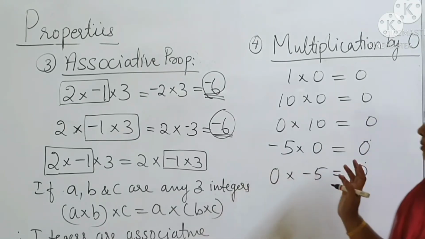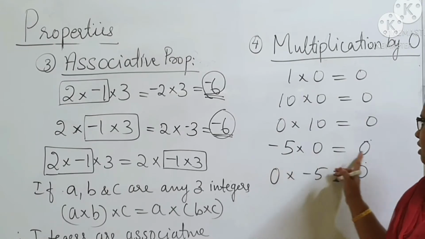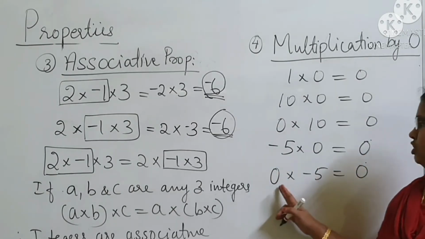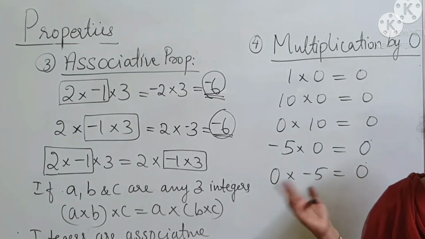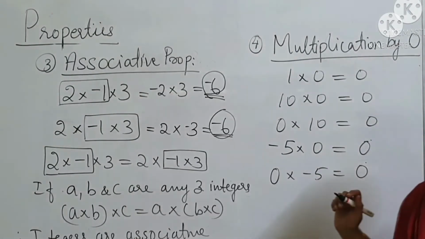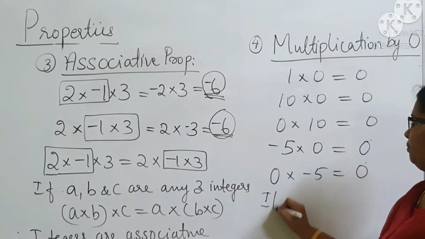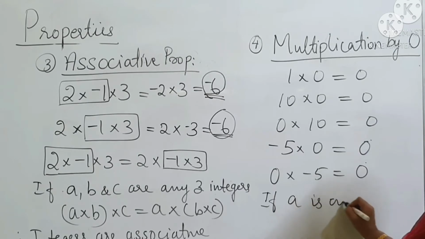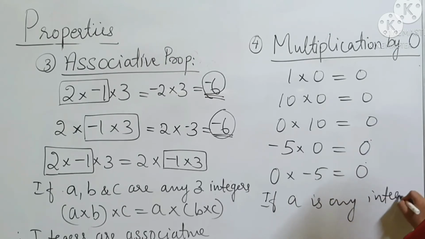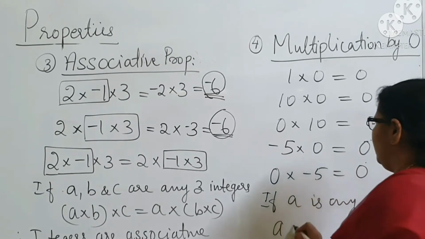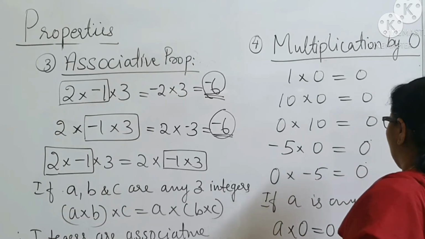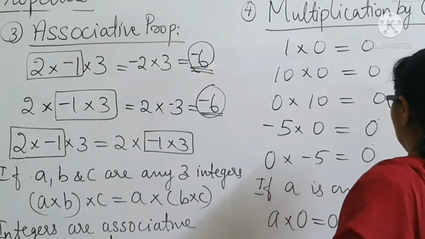That is, when we multiply 0 by a negative integer, the product is 0. And when 0 is multiplied by a negative integer or positive integer, the product is 0. So generally we can say if A is any integer, then A into 0 is equal to 0 into A is equal to 0.